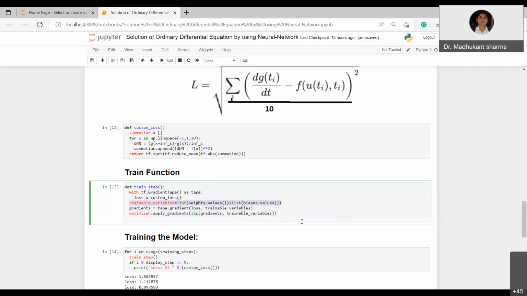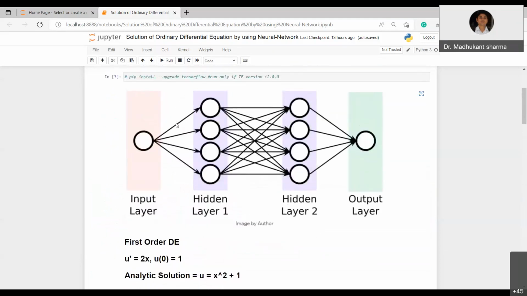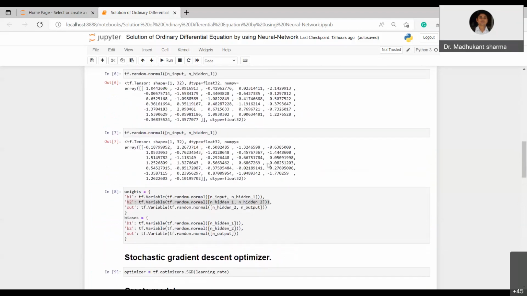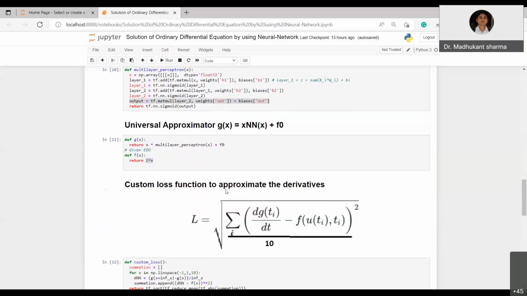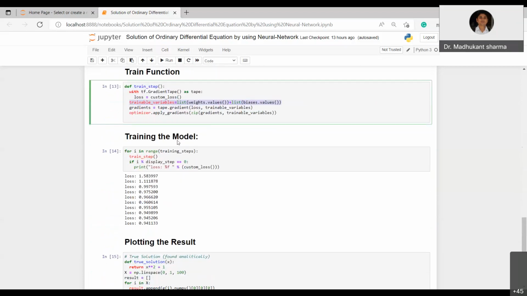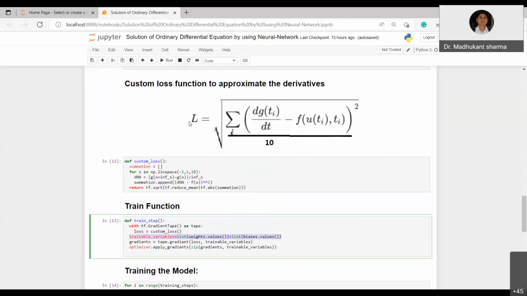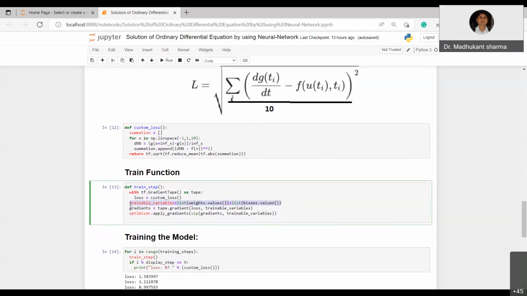Okay. So the trainable variables are here: some weights, and again here is some bias. So our trainable variables are our weights and biases. So we are taking the gradient of L, the gradient of L with respect to all the trainable variables.